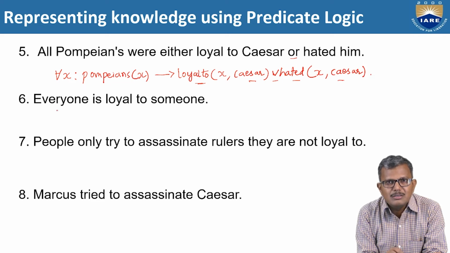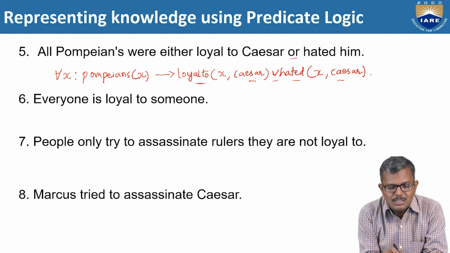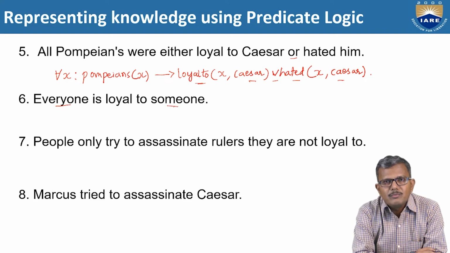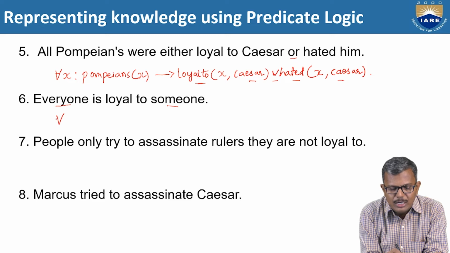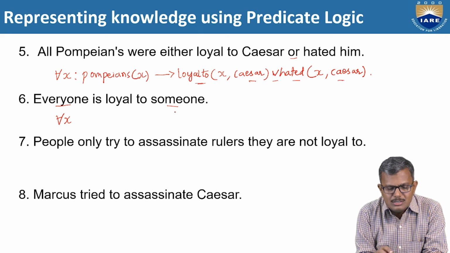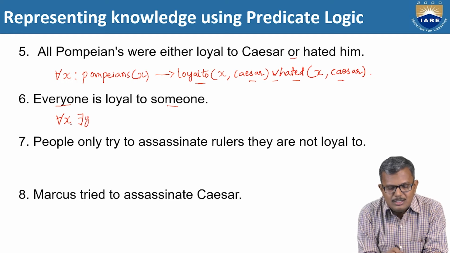Similar to that one, come here to the sixth example. Everyone is loyal to someone. Everyone, right? Two different things come in the same sentence. Everyone, someone. So if it is everyone, we are going to write for all X. But what about someone? Someone means there is another symbol, there exists, which is written like this. This is for all, for everyone, and this is for someone.